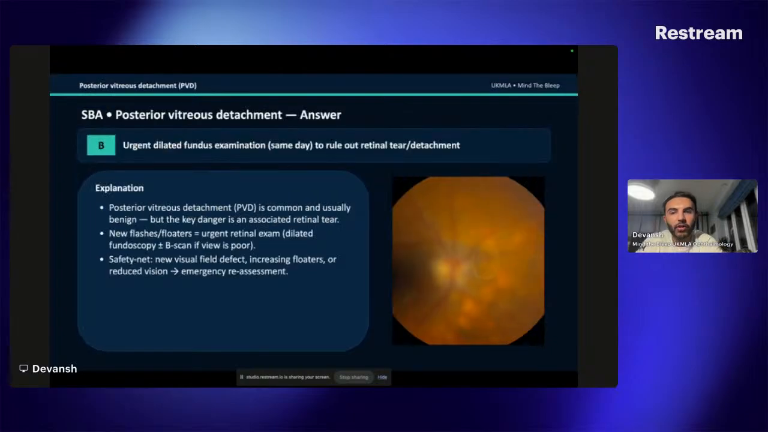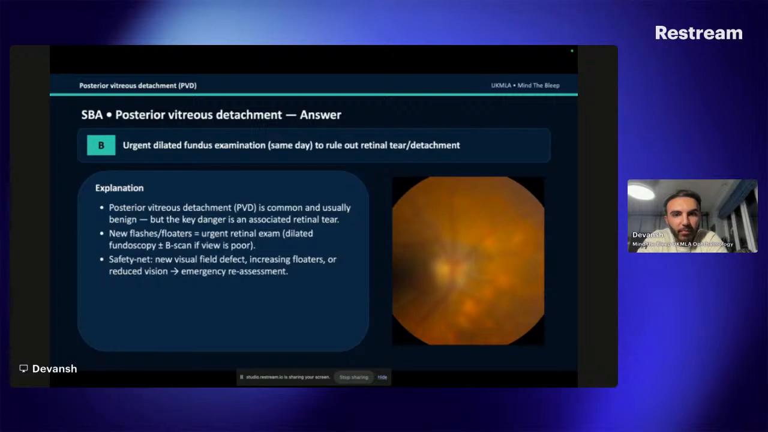I'll give you all around a minute or so to answer this using the chat box. Okay, so the answer here was B, and the condition that this is referring to is posterior vitreous detachment. So I guess the question that we need to answer next is why? Why was urgent dilated fundus examination to rule out retinal tear or detachment the best answer? And the reason being, PVD itself is common and usually benign, but the key danger that's associated with it is further retinal tears or detachment, and we'll have a look at why in a second.